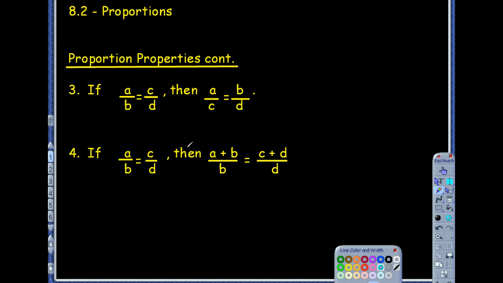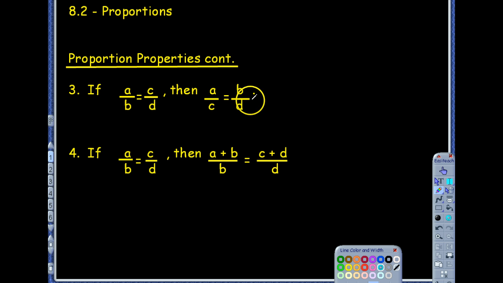So let's explore what's happening. Both of them are if-then conditional statements. So notice how they start. It says if A over B is equal to C over D, so you have a true proportion. This part we know is true. They're saying then A over C is the same thing as B over D.